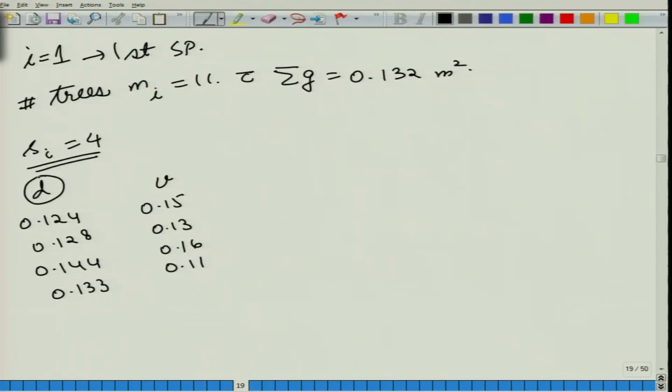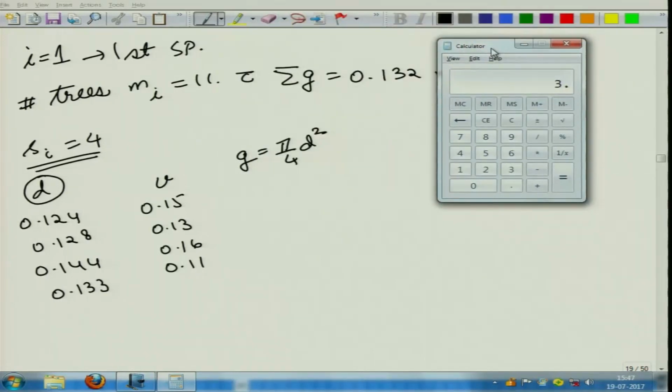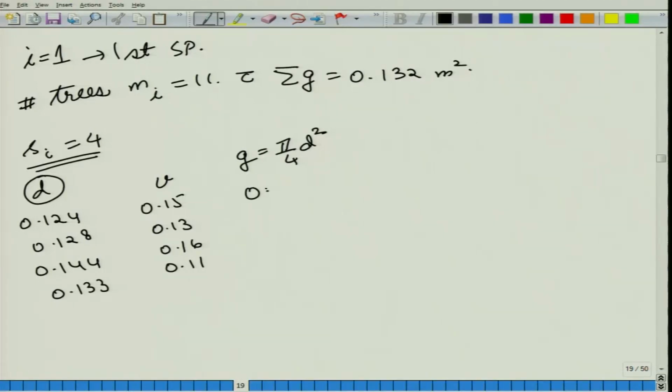So, given the d value, you can find out the basal area of each tree. The basal area is given by pi by 4 d square. For 0.124, what will that be? pi, that is 3.14, by 4 into d square, 0.124 into 0.124, and you get it to be 0.012. So, when we are computing this, we are only looking at the column for the diameter, and we are getting the g values.